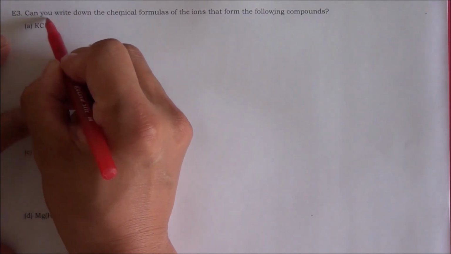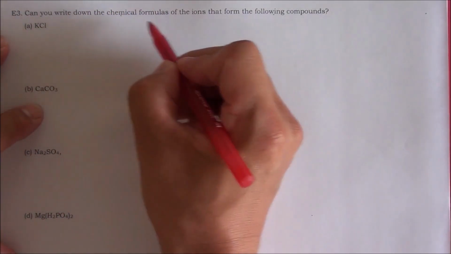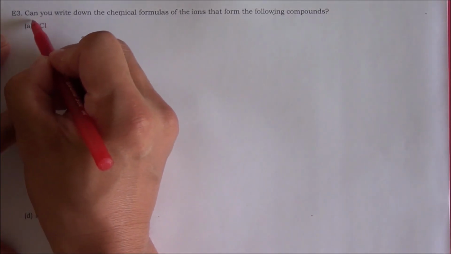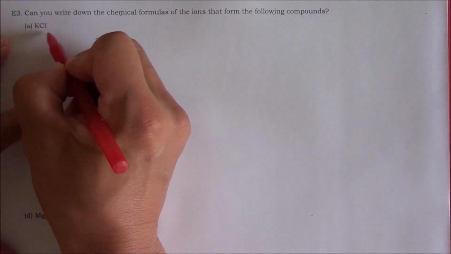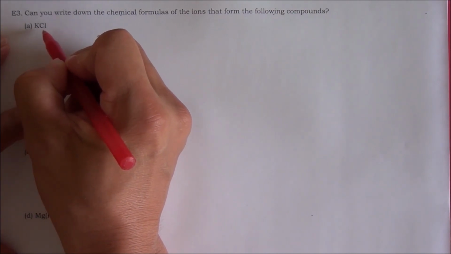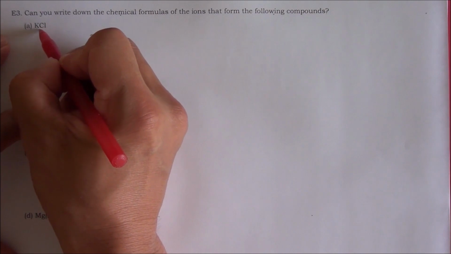Example 3. Can you write down the chemical formulas of the ions that form the following compounds? A. KCl. From the chemical formula, KCl must be an ionic compound because it is made of metal and nonmetal.